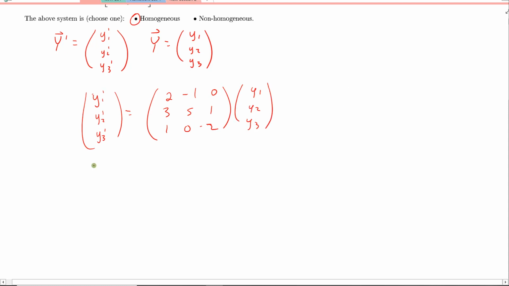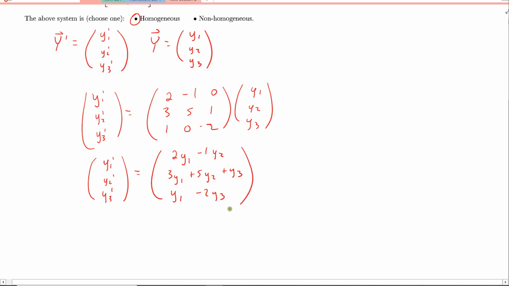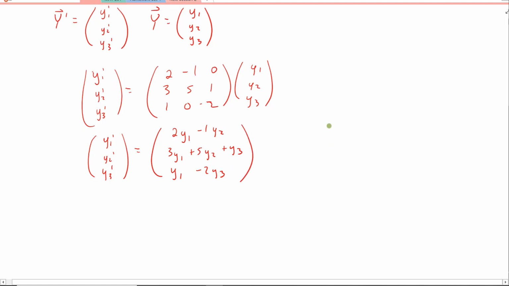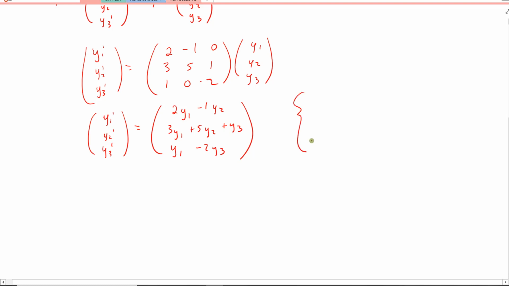If we write out the matrix multiplication on the right hand side, we'll end up with the vector 2y1 minus 1y2, and we will have 3y1 plus 5y2 plus y3, and y1 minus 2y3 for the third component. And so we can actually get back to the system of differential equations this way.